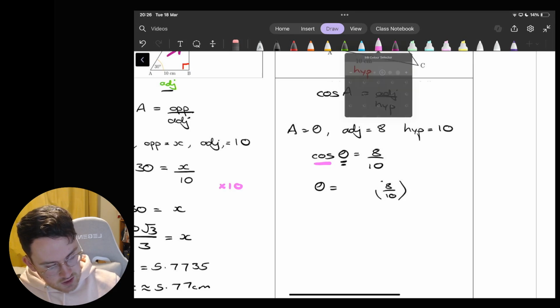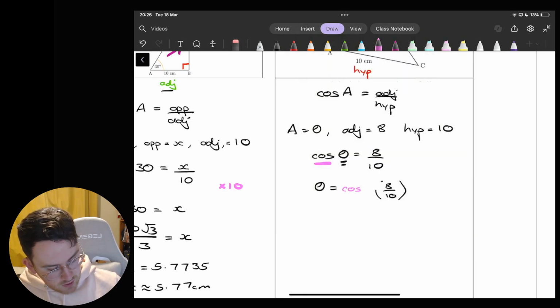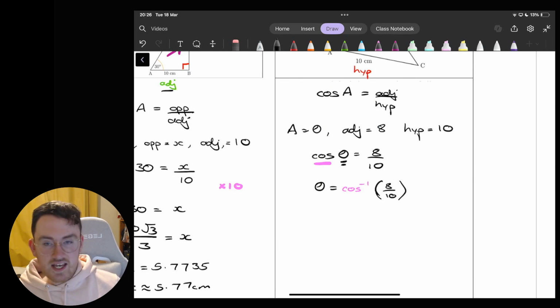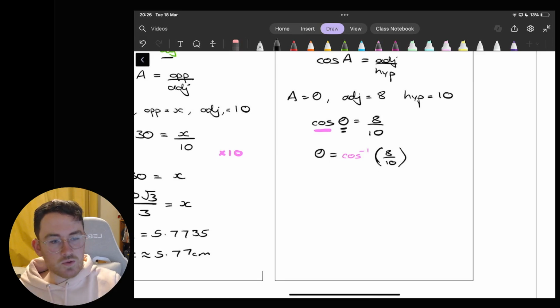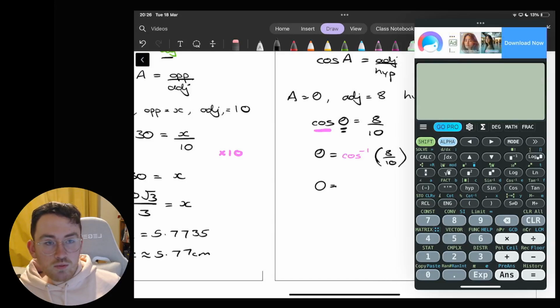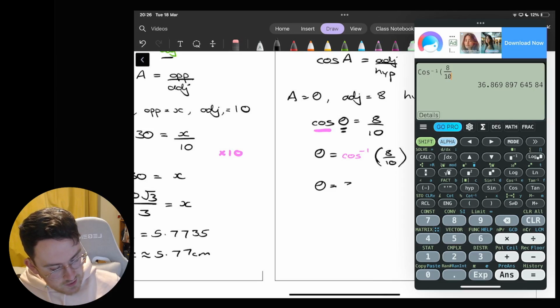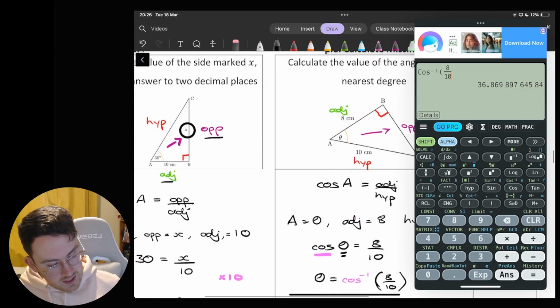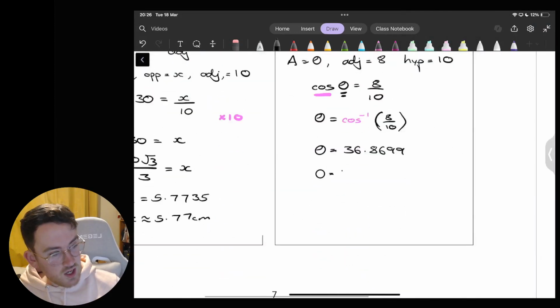Let me change the size of that pen there because it's a little too difficult to read. So cos inverse of 8 over 10. The reason we're using the cos inverse here is because we want to eliminate the cos function in front of my angle. I can do this on my calculator. Usually it would be just above the original cos button, and you should see that it is here indeed. Cos inverse of 8 over 10 gives me 36.8699, and I was told to the nearest degree, so that would be 37 degrees for theta here.